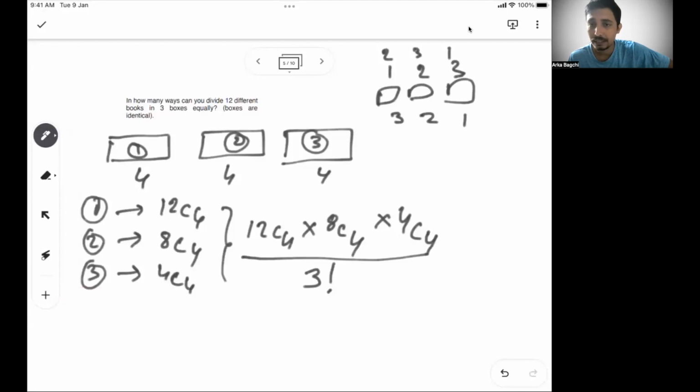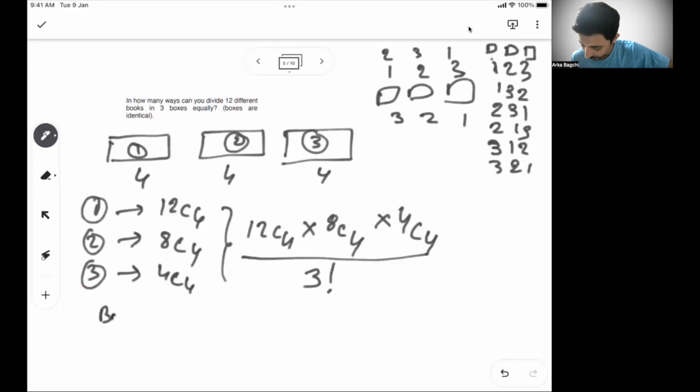So what are the 6 ways? The first one is 1, 2, 3, then 1, 3, 2, then 2, 3, 1, 2, 1, 3, then 3, 1, 2, 3, 2, 1. Considering the first row indicates the first box, second row indicates the second box, third row indicates the third box. So there are 6 ways you can label the boxes, but all that labeling will not be necessary because the boxes are identical. So that's why you divide by factorial 3.